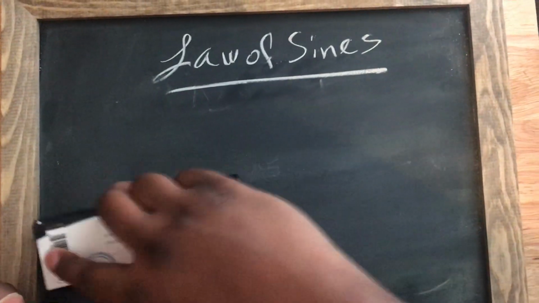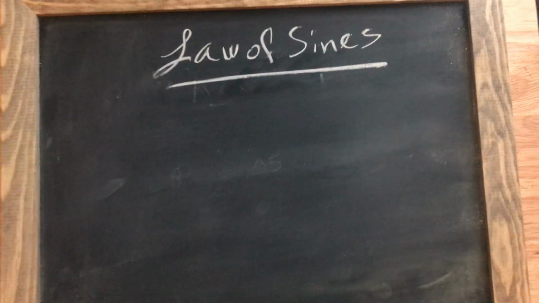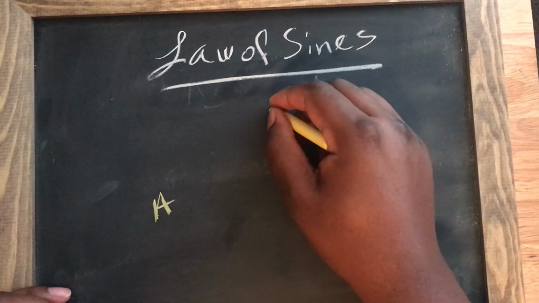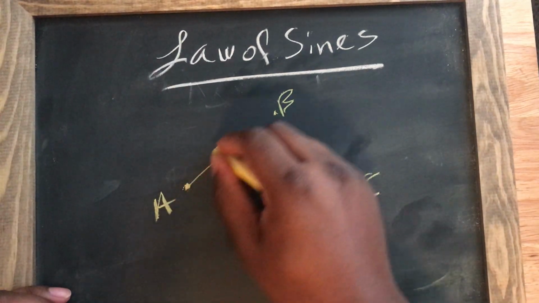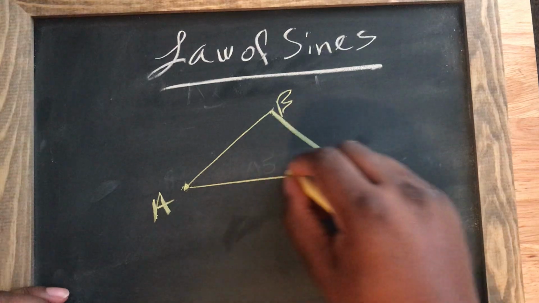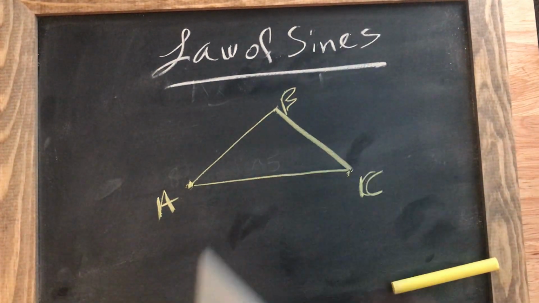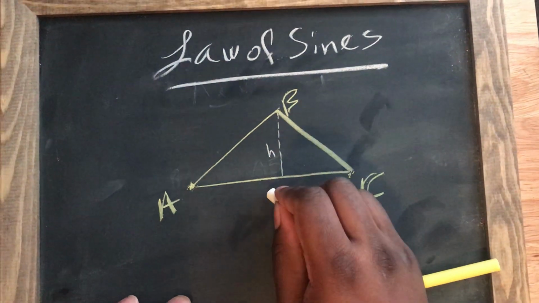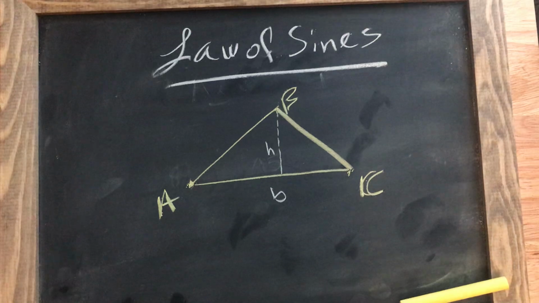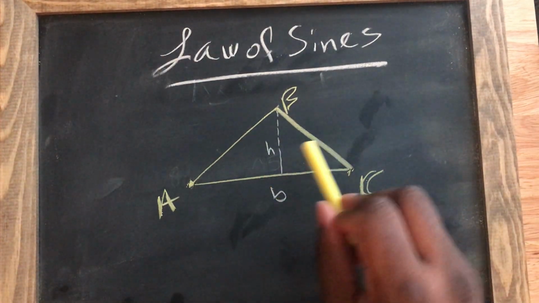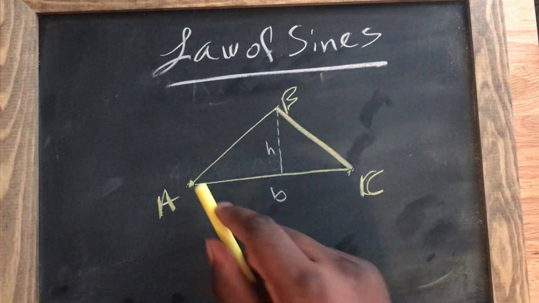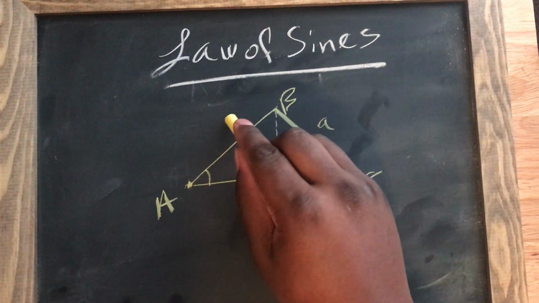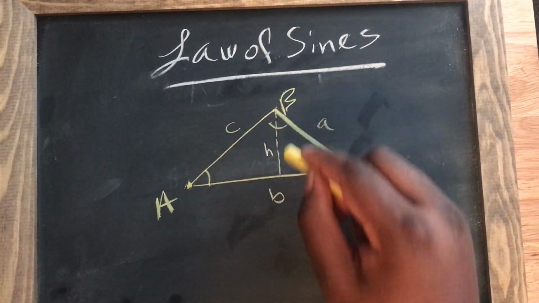So the first thing is we had this problem. If I've got triangle A, B, C, and, by the way, let me mention that the lengths across from the angles are known as: across from angle A would be little a, across from angle C is little c, and across from angle B would be little b.